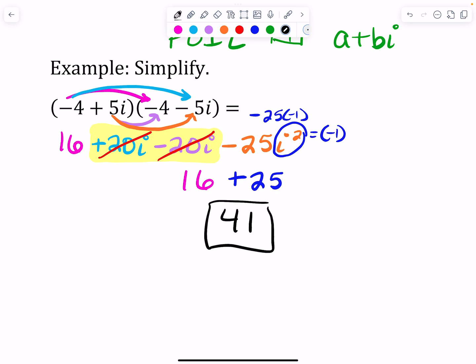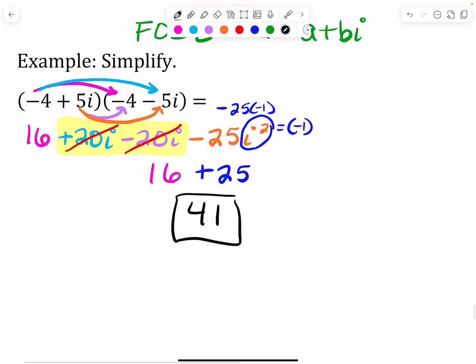Notice all of the i's canceled. So we don't have any i's in our question. These two middle i terms canceled, and i squared is replaced with -1, and that gets rid of the i in this term.